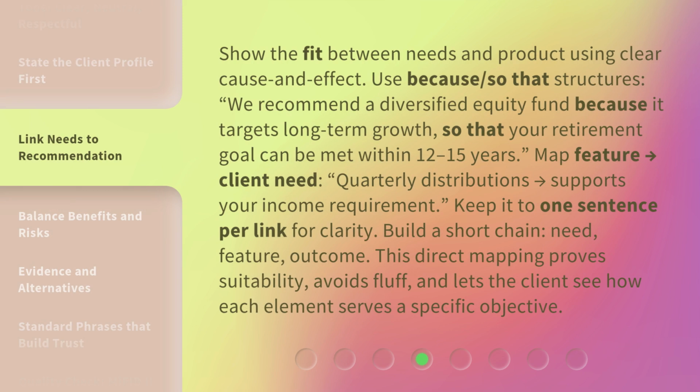Show the fit between needs and product using clear cause and effect. Use because/so that structures. We recommend a diversified equity fund because it targets long-term growth, so that your retirement goal can be met within 12 to 15 years. Map feature to client need. Quarterly distributions support your income requirement. Keep it to one sentence per link for clarity. Build a short chain: need, feature, outcome. This direct mapping proves suitability, avoids fluff, and lets the client see how each element serves a specific objective.